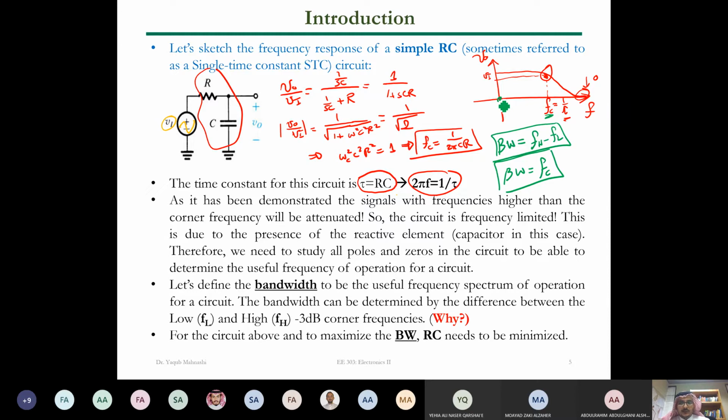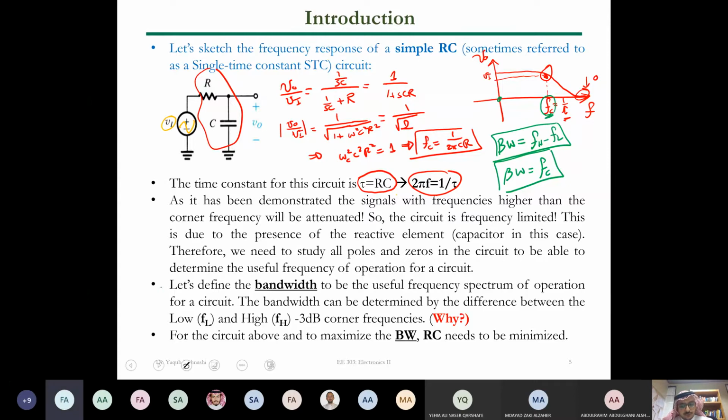Tamam Shabab? If I give you this graph, drawn in the frequency domain, and I specified that this is your corner frequency here, it means the bandwidth here is FC. Okay? I hope it is clear, Shabab.